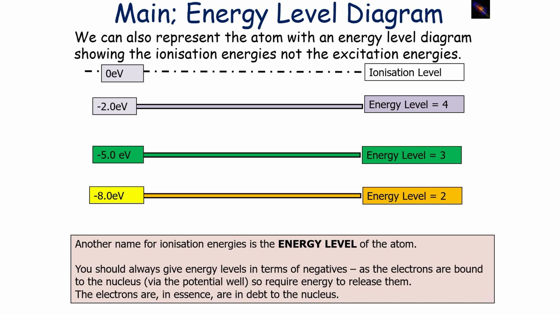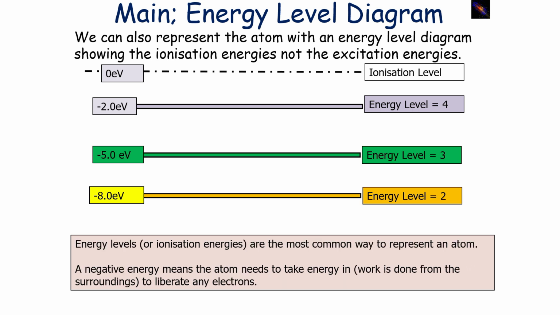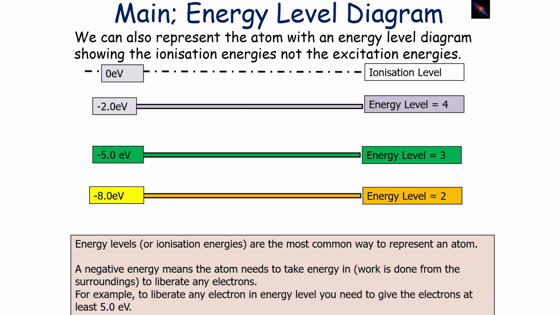Now, we've got to always give our energy levels in terms of negatives, as the electrons are bound to the nucleus, so require energy to release them. The electrons are in essence in debt to the nucleus, so work needs to be done to an atom to liberate the electrons. So the negative energy means the atoms need to take energy in, work is done from the surroundings to liberate any electrons. So for example, to liberate an electron in an energy level, you might have to give an electron at least 5 eV from energy level 3.